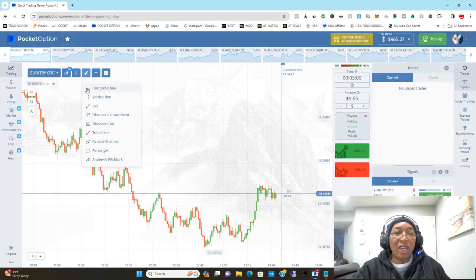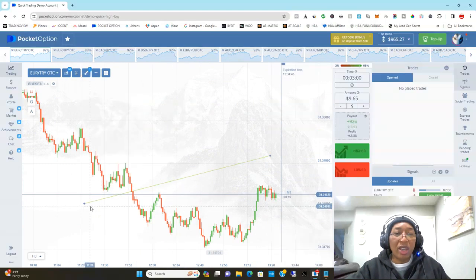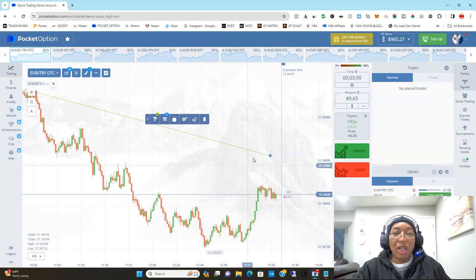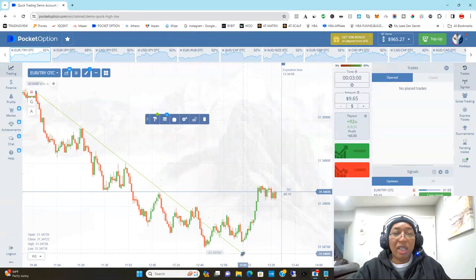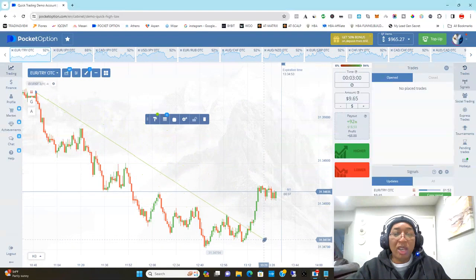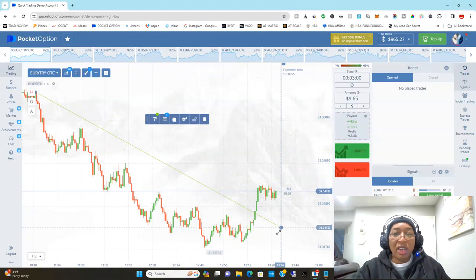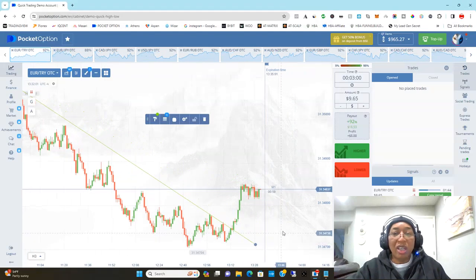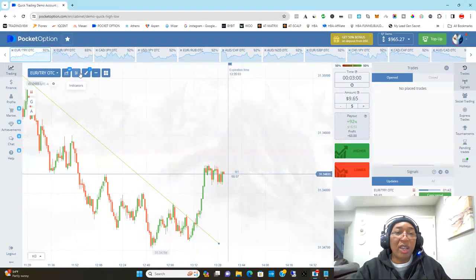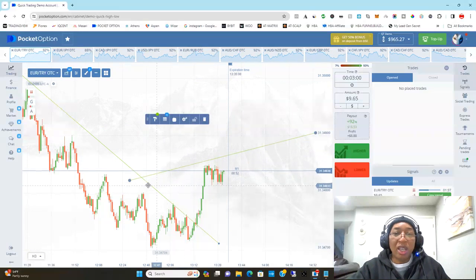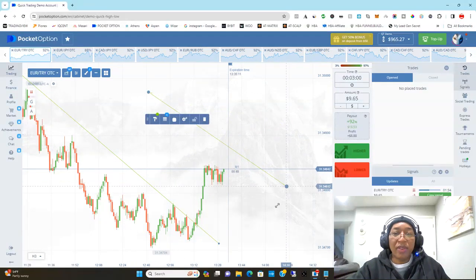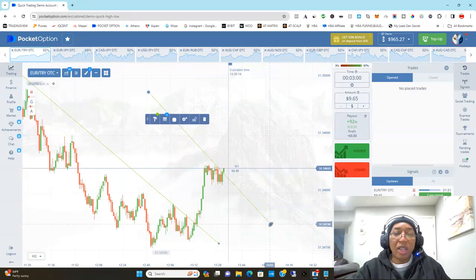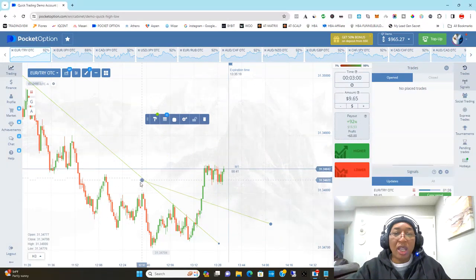If you want to draw a trend line, you can do that. Here is a trend line. You guys can see that's a trend line. It went down, down, down, and now it's trying to go up. If you draw a trend line, you can see that was a downward trend. There you go. And then let's try another one. Here you can see it breached that line there.